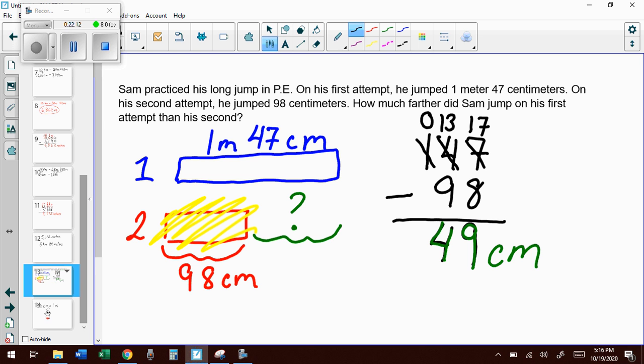And in word problems, they're not any different. You need to find your information that you need. His first jump, right here. His second jump, right here. Now the question is, how much further? So we need to take away his second jump and see what's left. You guys will be just fine.